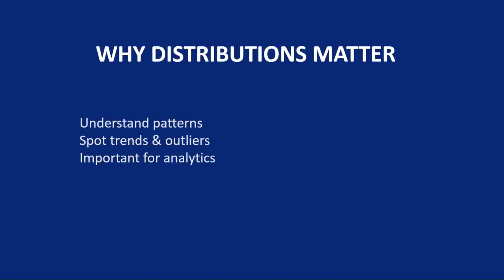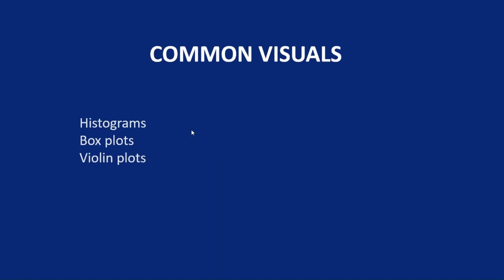So, why do distributions matter? Because they help you understand patterns in your data, spot trends and outliers, and make better decisions. For example, instead of just looking at totals, you can see where most values are concentrated and where unusual values exist. This is critical for analytics and even AI models.